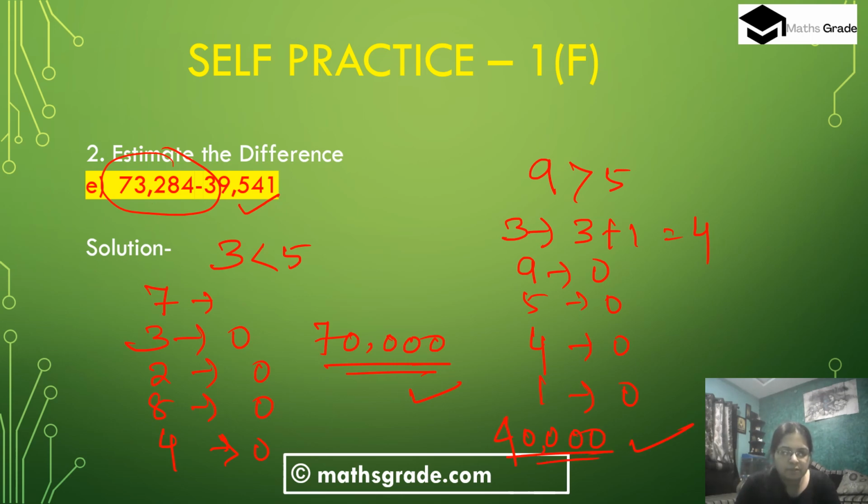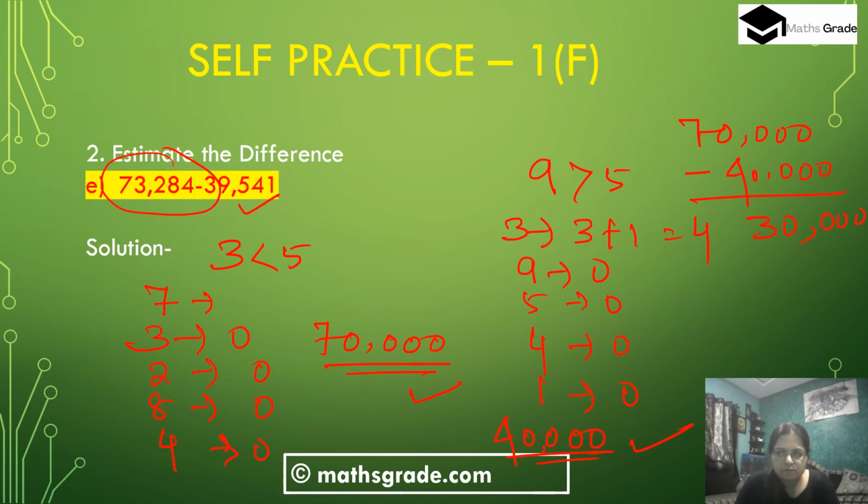Now subtracting 73,000, estimating the difference of 73,284. So 73,284 rounded to the nearest 10,000 is 70,000 minus, and 39,541 rounded to the nearest 10,000 is 40,000. Now 70 minus 40 is 30.